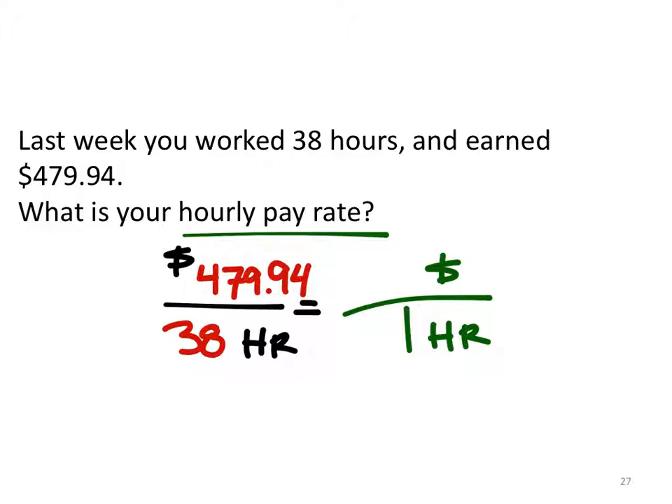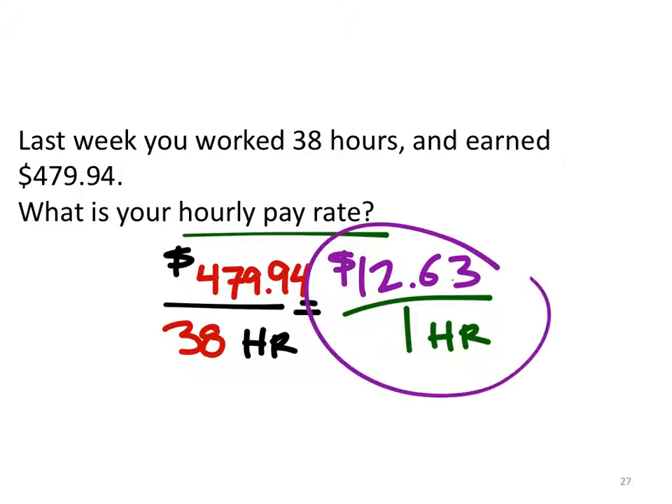Some of you guys see we've created a proportion with this. However, there's no need to use it. Because we're looking for the hourly rate, we're just going to divide 479.94 by 38. All right, so in this one, this would be $12.63 for every 1 hour.